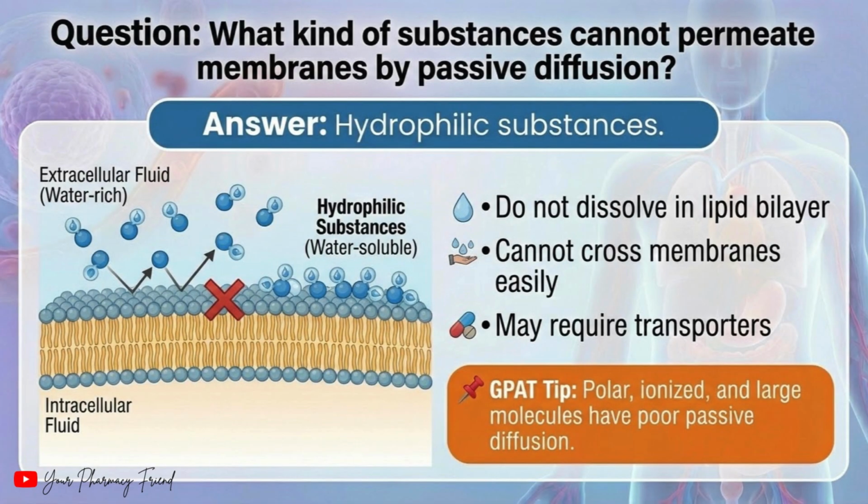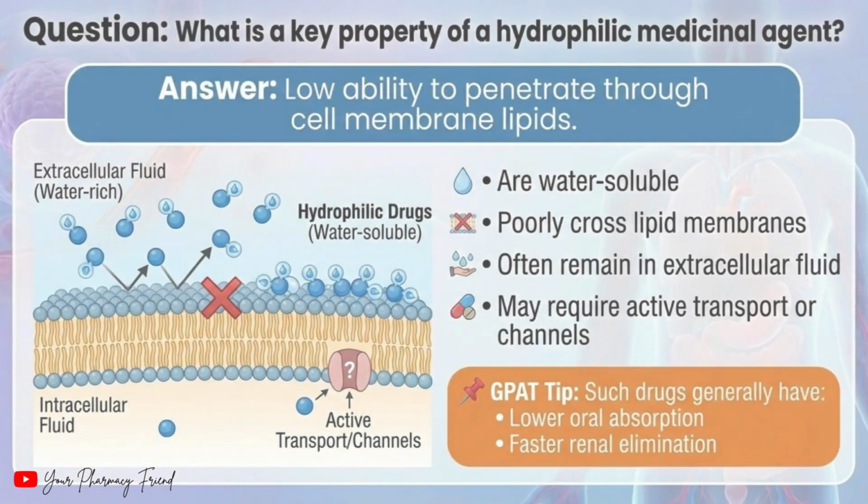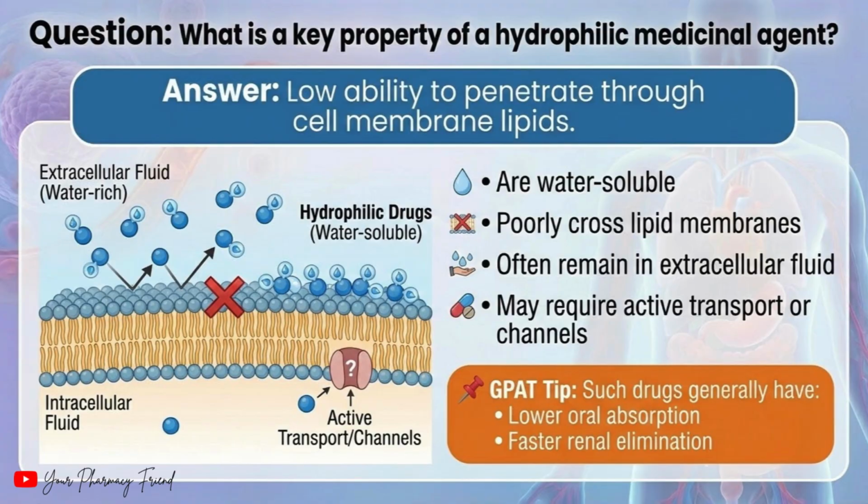What kind of substances cannot permeate membranes by passive diffusion? Hydrophilic substances. Hydrophilic substances cannot permeate membranes efficiently by passive diffusion because they are water-soluble and do not dissolve in lipid membranes. Polar, ionized, or large molecules have poor passive diffusion and often require special transport mechanisms to cross cell membranes.